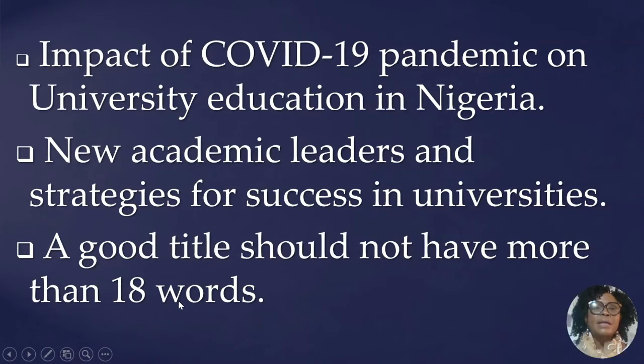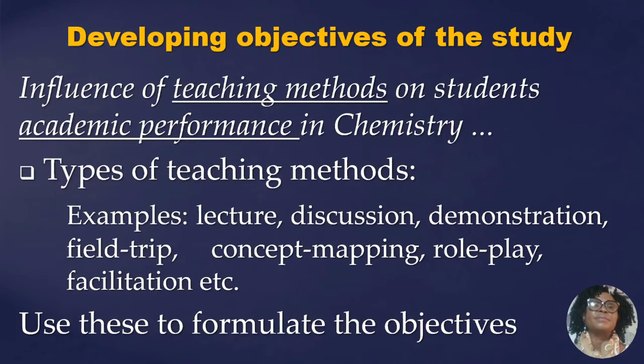We have another good example. We are in the era of the COVID-19 pandemic. So a work can be carried out to study the impact of the COVID-19 pandemic on university education in Nigeria. Or new academic leaders and strategies for success in universities. A good title should not have more than 18 words. Some accept up to 21, but the standard is that it should not exceed 18 words. You should be conscious of this.